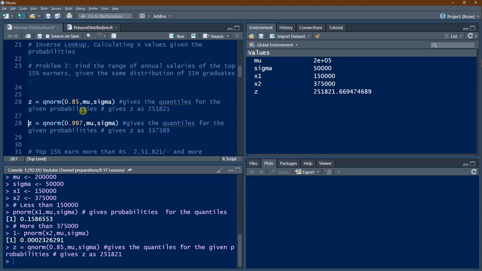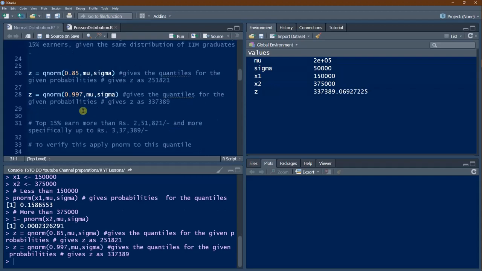We will give 99.7%, that is 3 sigma distance. So here we are getting 33,73,889, that is 3,37,389. So we are getting a value between these two. These are the top earner salaries.